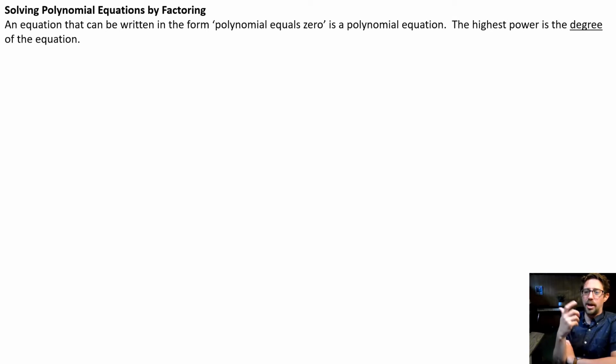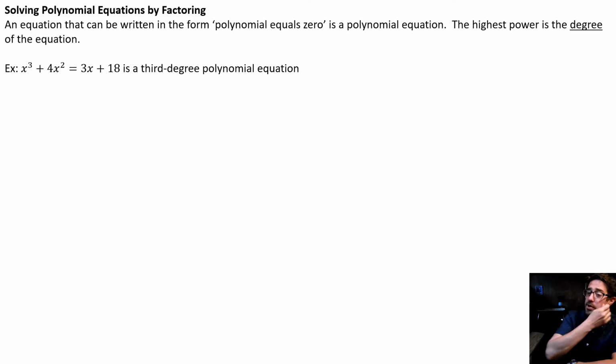So remember, to be a polynomial, all the powers have to be whole numbers. So if the biggest one you see in there is an x to the 7th, then that's a 7th degree polynomial equation. You're not going to see that in this class. But that just allows us to distinguish between different kinds.